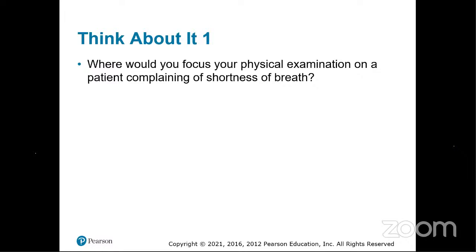We've already hit on that, right? For our physical exam on the patient complaining of shortness of breath, we don't see the chest, throat, any part of the respiratory system. But also with the respiratory, we hit on it too, the last chapter. Remember, their skin is also a big indicator for respiratory problems.